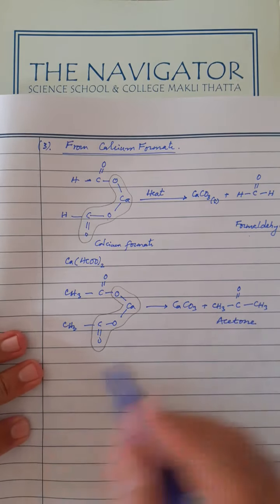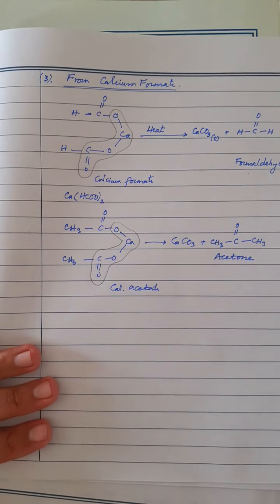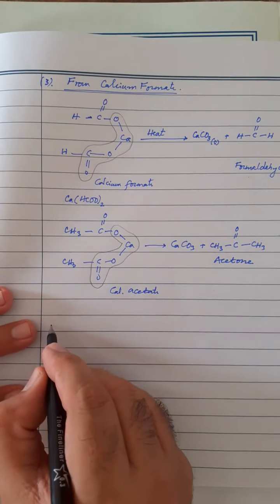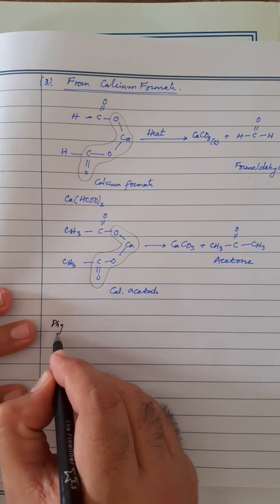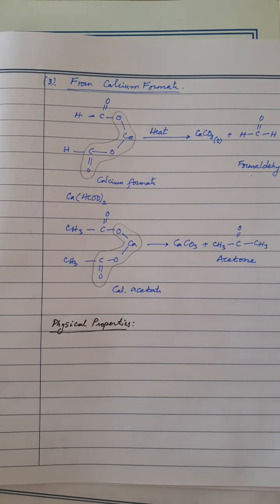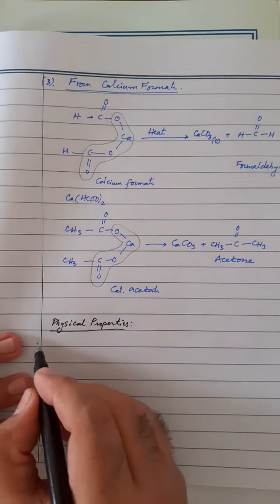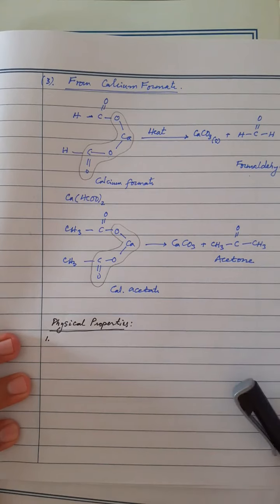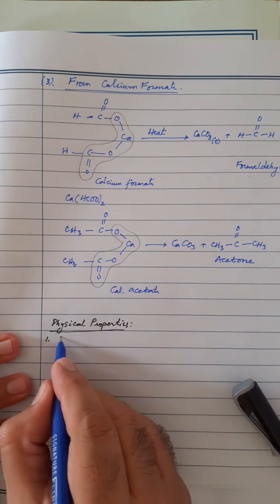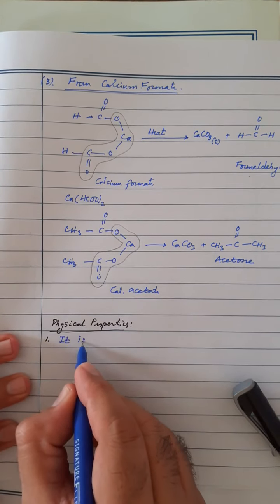All right, this is how we can prepare formaldehyde from three different methods. Now, after the method of preparation, we always jump to the physical properties, and most of the properties I have discussed with you already as introduction. You know that formaldehyde is a gas at ordinary condition. It's a gas, it is not a liquid.